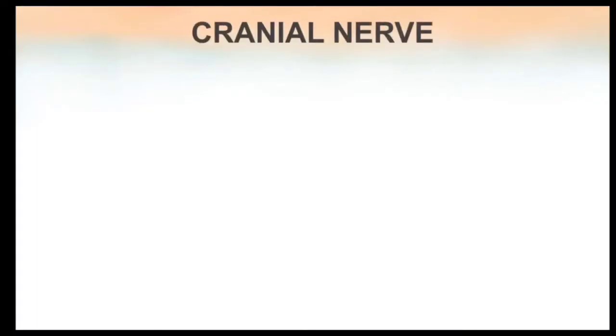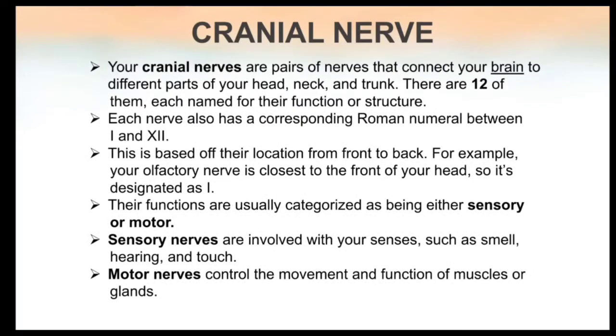So next is the cranial nerve. Your cranial nerves are pairs of nerves that connect your brain to different parts of your head, neck, and trunk. So, meron po itong 12 na types, each named for their function or structure. Each nerve also has a corresponding Roman numeral between 1 to 12.